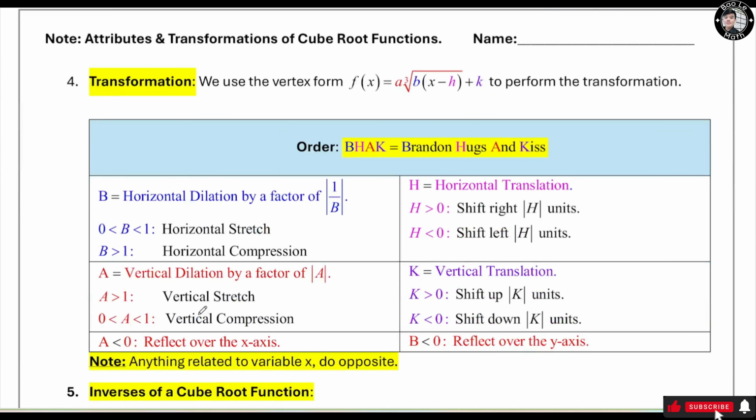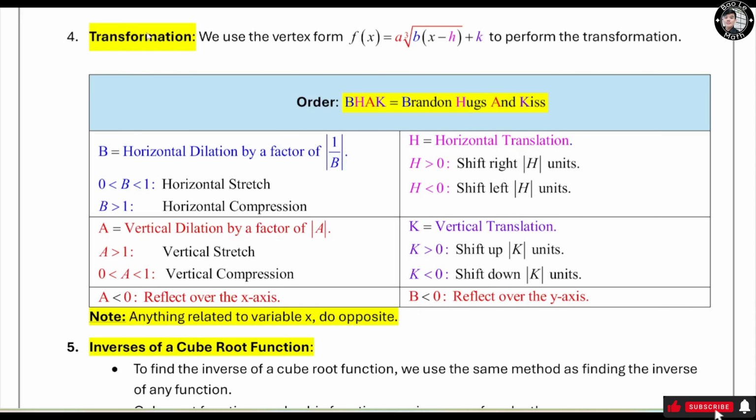Now the transformation of the cube root function is the same as the transformation of the square root function, right? So if you want to review the square root function, please check out the link in the description below. Now in order to do the transformation of the cube root function, we need to follow the order right here: b, h, a, and k. This is the trick to help you memorize the order of transformation of the cube root function. We're going to start with b first.